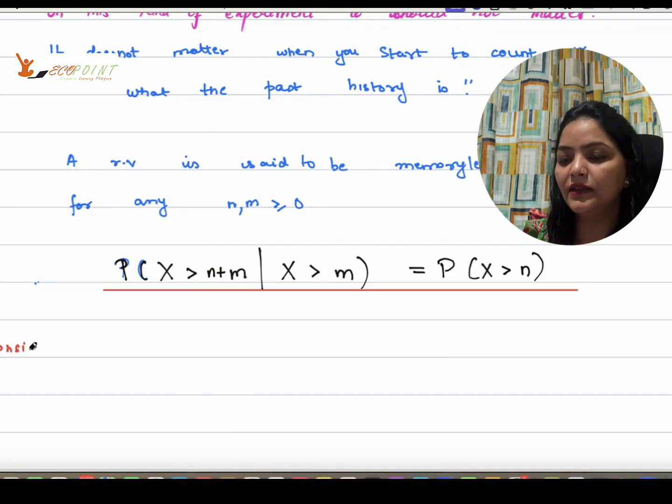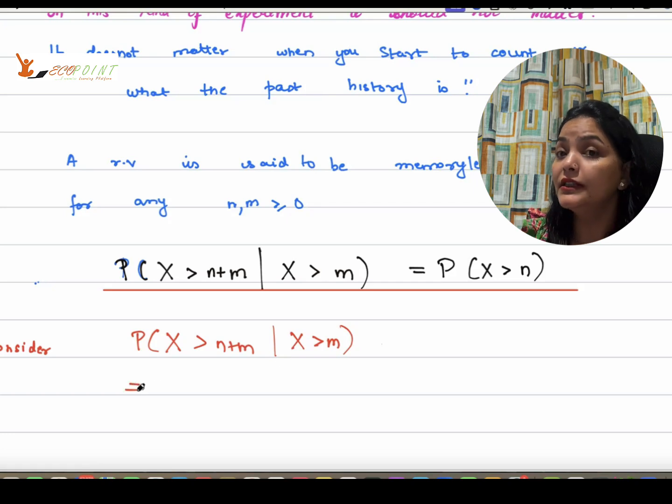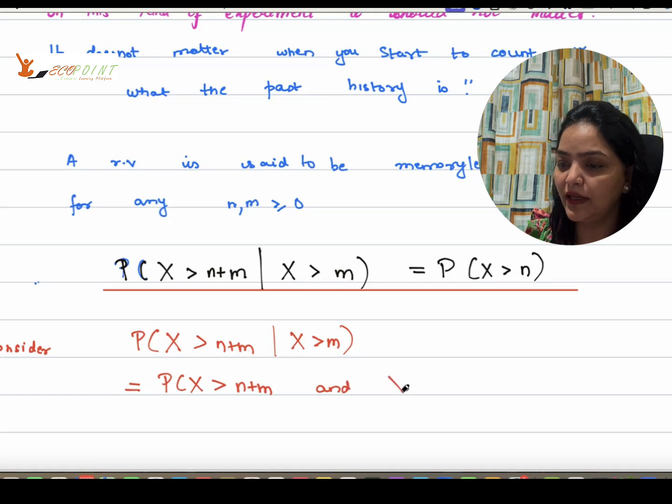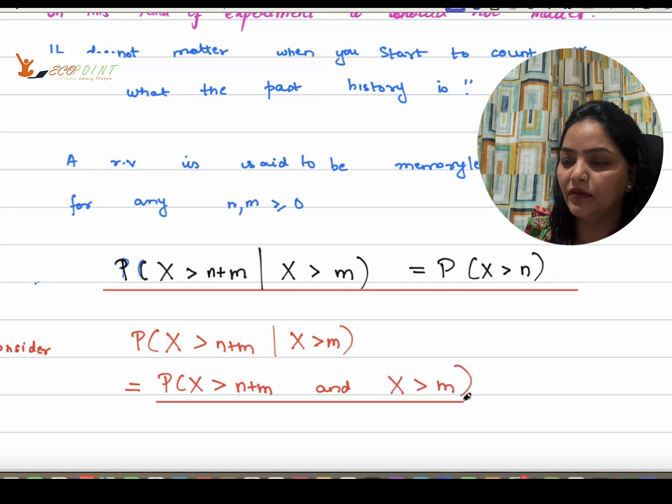So let's consider the left-hand side, that is the conditional probability that X is greater than n plus m, conditional on X greater than m. Okay, now this is a conditional probability. Conditional probability, we all know, is the intersection, that is, the probability X is greater than n plus m and you already have that X is greater than m, whole thing upon the condition, which is the probability X is greater than m. Okay?